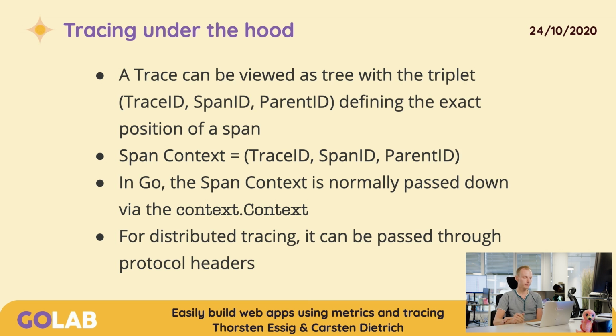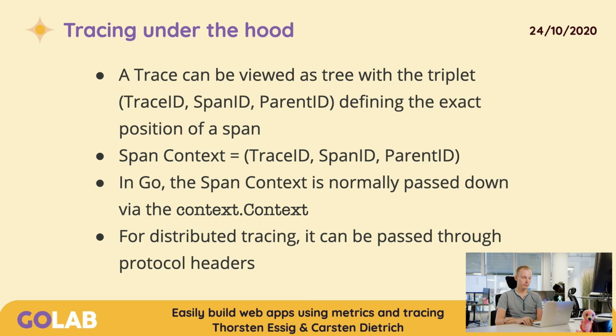And this triplet we call the span context. In Go, the span context is normally passed down via the standard context. If you want to trace between microservices, we have to pass the span context via the protocol headers, and the next service can then extract it and normally opens a new subspan.